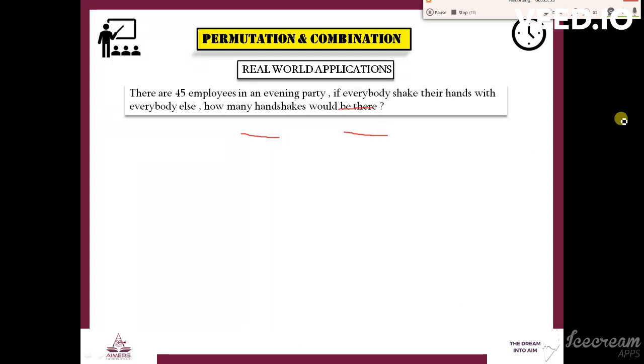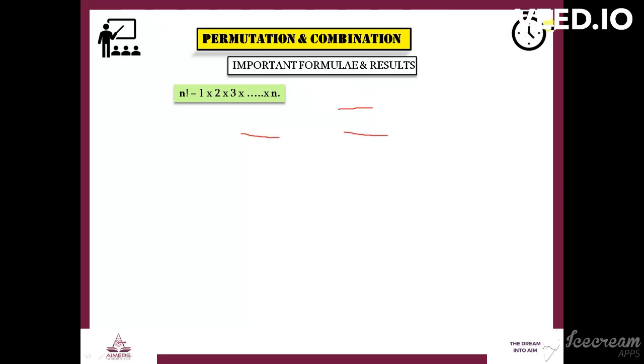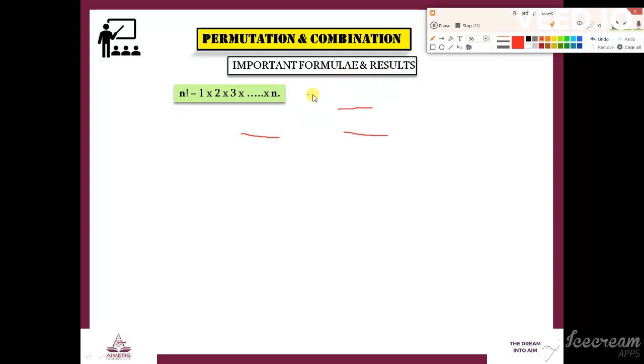Before coming to the real world example, let us talk about some important formulas. If you are going to write n factorial, we can write it in two ways. N factorial we can write as n into n minus 1, n minus 2, up to 1, or I can write 1 up to n, right?